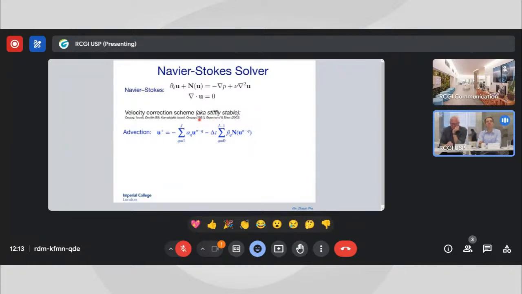And here, so look, it's 2003. Maybe we're getting into the realm of possibility of your birth ages now. Some 12 years later, these guys came along. So originally they called this a stiffly stable scheme, and I've adopted this velocity correction scheme, which was named by Guermond and Shen.